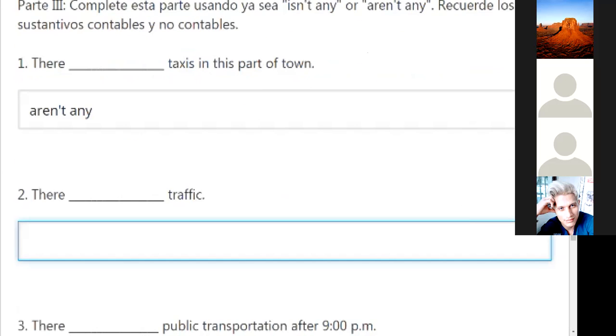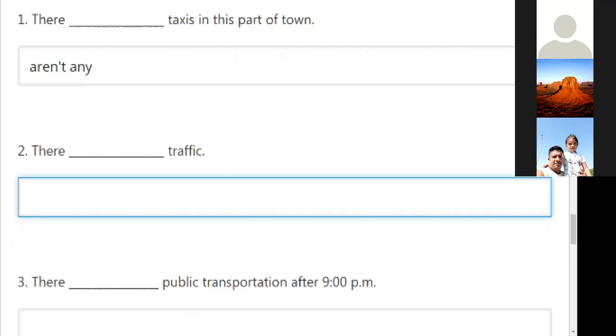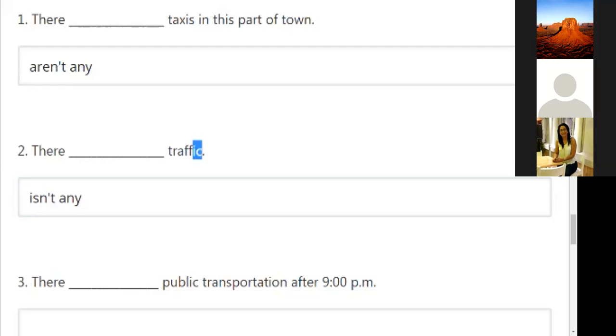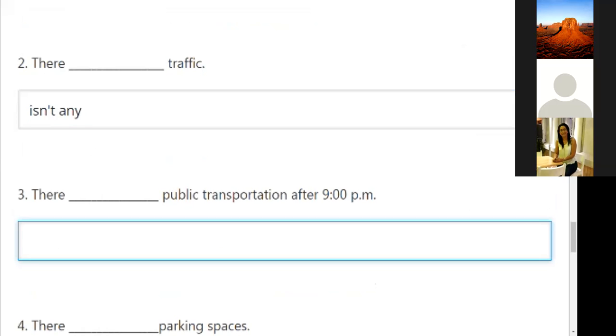Okay, there isn't any traffic or there aren't any traffic. Ronald. There isn't. Excellent. There isn't any traffic, right? Can you count the traffic? One traffic, two traffics, three traffics? No, right? It's in singular, and you cannot pluralize it. No lo puedes pluralizar porque el tráfico es incontable. Good. Cada vez que es incontable, ocupas el verbo to be en singular. Isn't. Okay. Let's move on.